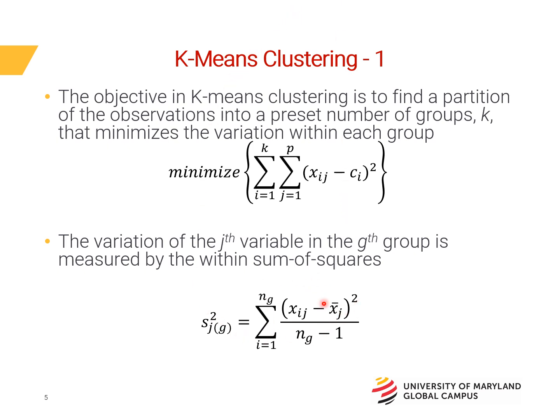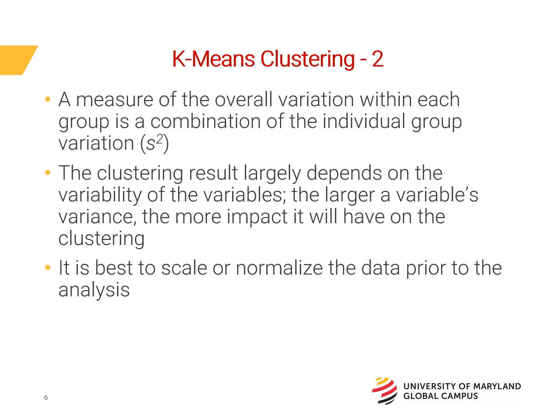And here, the variation of a single variable within a cluster is measured like this with the sum of squares. You take the difference between each of the variable and its mean value, the bar, and then you average by the number of observations in that group. And the overall variation is a combination of each cluster variation, as we saw in the earlier slide.